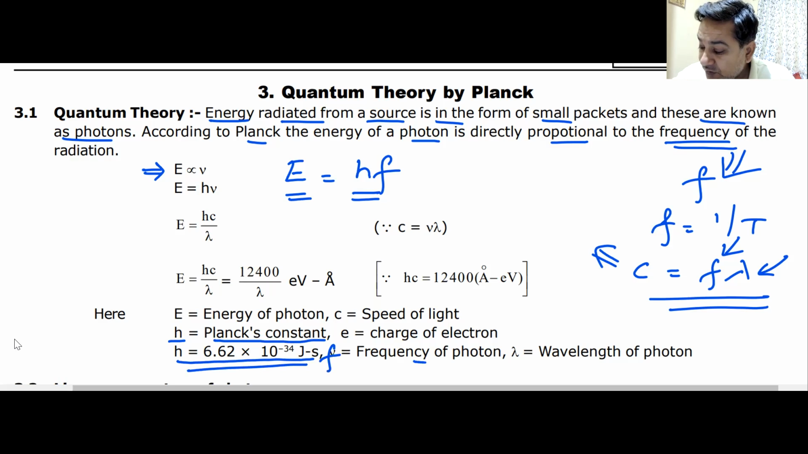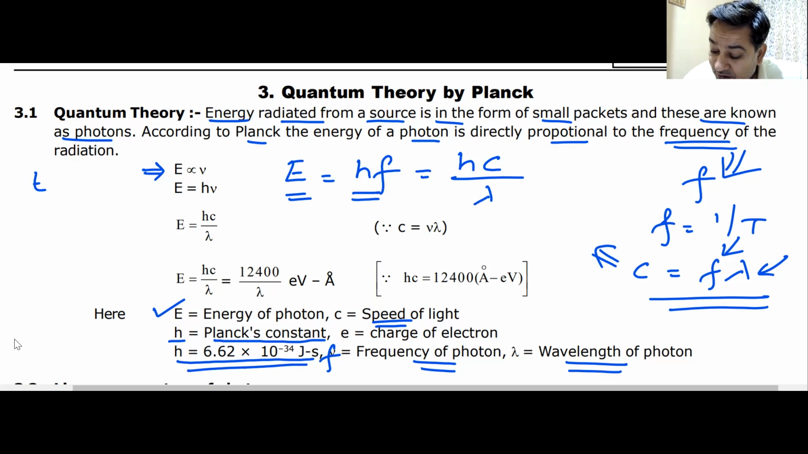F is the frequency of the photon and lambda is the wavelength of the photon. E is the energy of the photon. C is the speed of light. Are you now understanding all the terms that are appearing in this formula? Yes, sir. E is equal to HF. But I know that C is equal to F lambda. From here I can find the value of F and write it as HC by lambda. Do we understand this? Yes, sir. That becomes another formula for the energy of a photon.